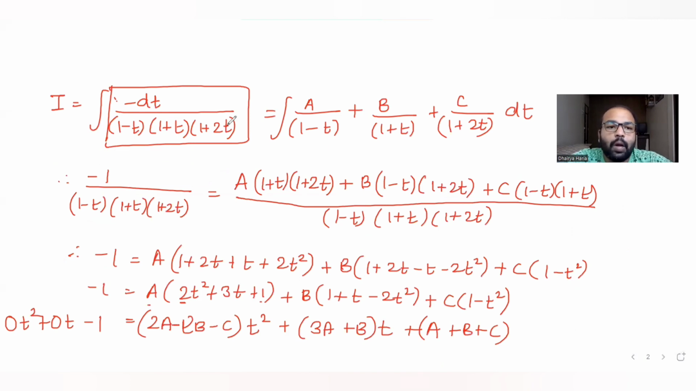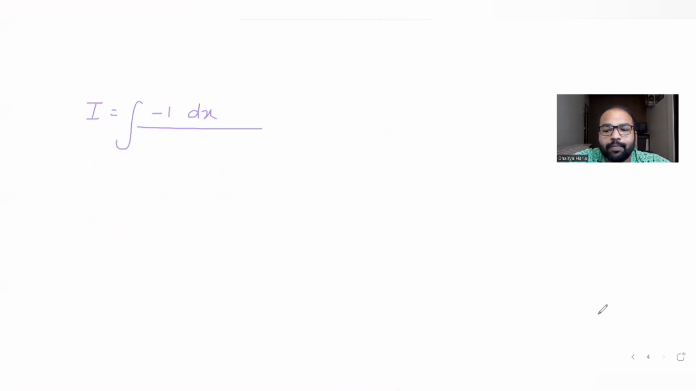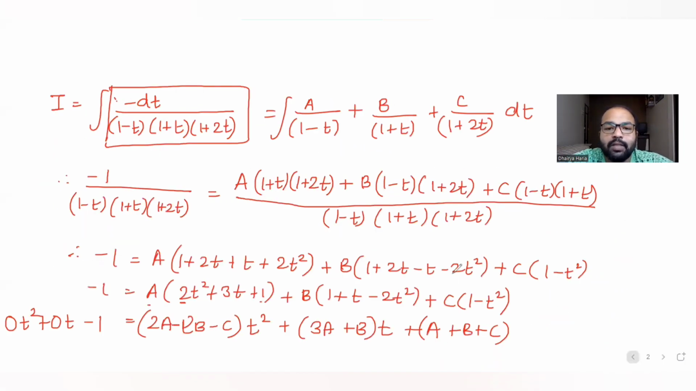So our integral which was present, that was I is equal to integral of minus 1 dx upon (1 minus t)(1 plus t)(1 plus 2t). So instead of dx, we need to write it as dt. That was (1 minus t)(1 plus t)(1 plus 2t). We can easily now replace that with three terms for a, b, and c.